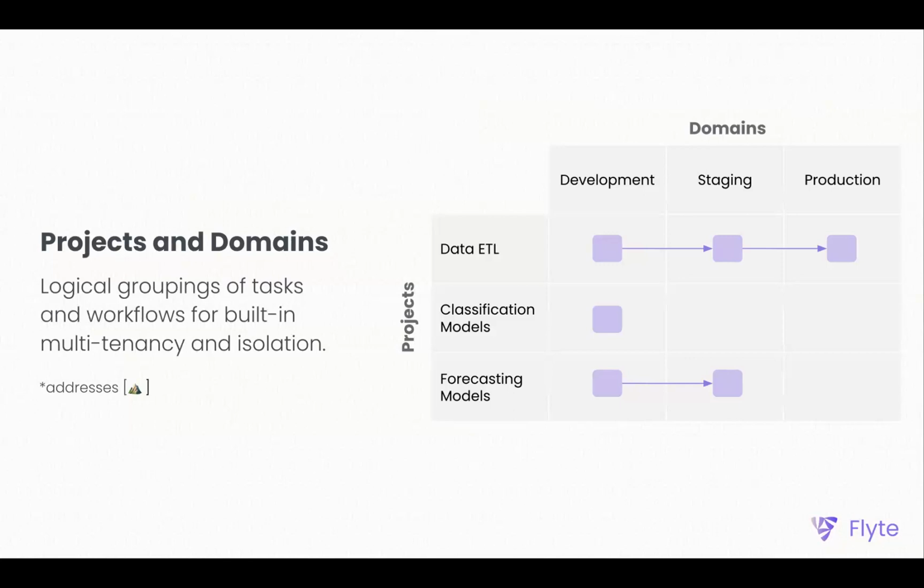Okay, so you just learned about these 4 constructs, right? Task, workflows, launch plans, dynamic workflows. How do you organize these things together? Flyte has this concept of projects and domains, where projects are semantic categories. Say you have a data ETL team, a classification models team. They can all work on the same Flyte cluster, not step on each other's toes, have isolated resource requirements, have isolated data access permissions, all in the same cluster.